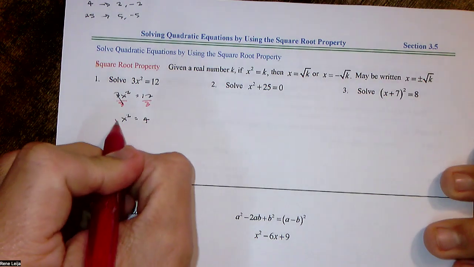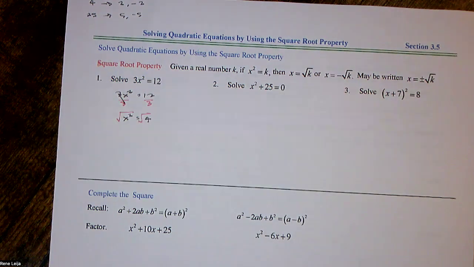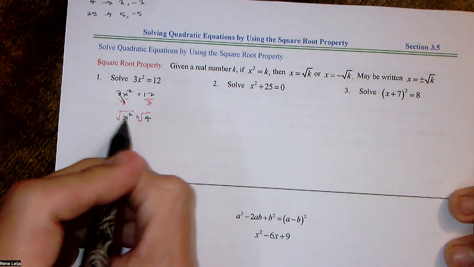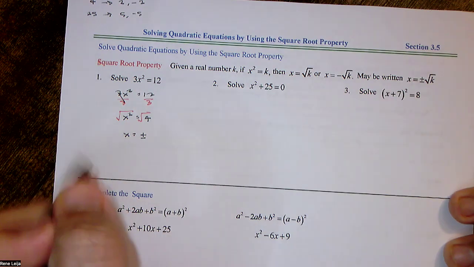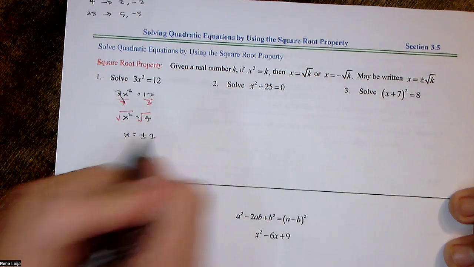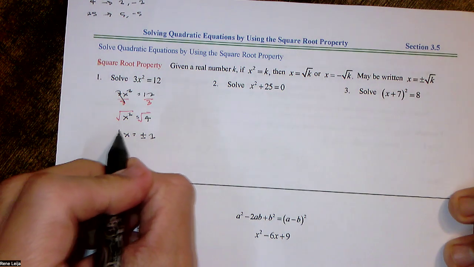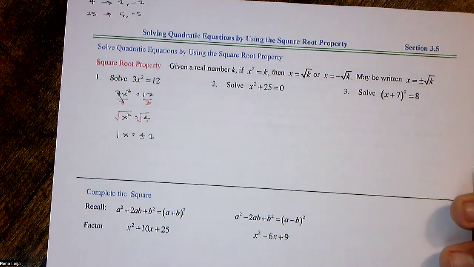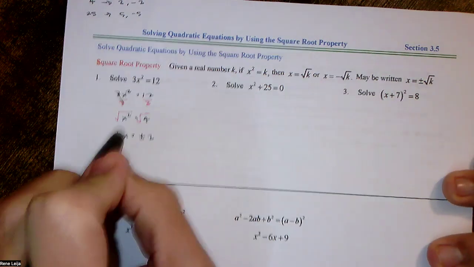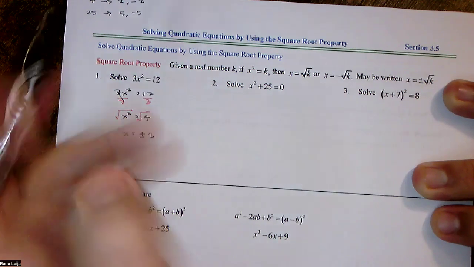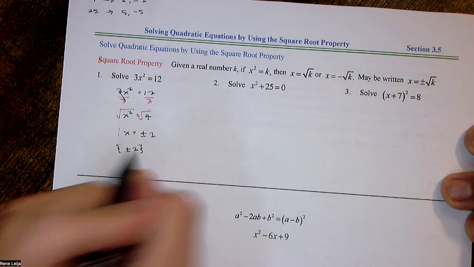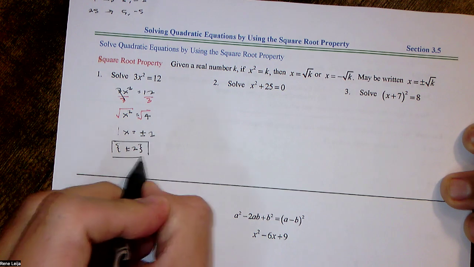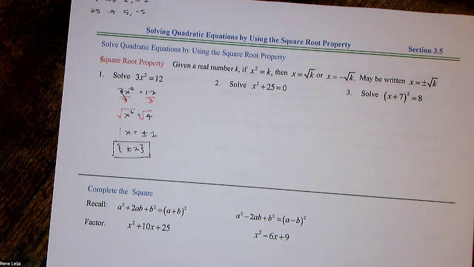So now I'm going to take the square root of both sides. And when I do this, this is where we've got to be careful. The square root of x squared is just x equals. Immediately, we write our plus and minus, and then the square root of 4 is 2. And this is our solution. We need to put this in a solution set, either like that, or you list them individually: +2 and -2.